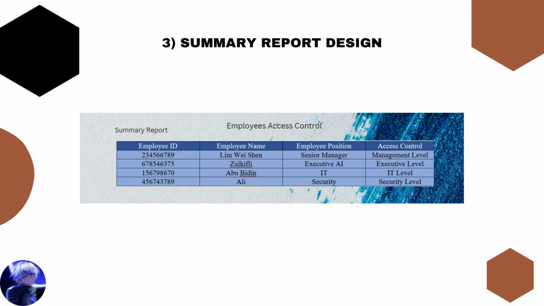So who normally looks for this report? Normally it is HR. They will see the employee position and the access control, to not let other employees enter other controls. So as for the first employee, Lim Wei Sheng, his position is senior manager and access control is management level. So he cannot go to other access controls such as executive level, IT level, or secretary level. And also the HR needs to see this.